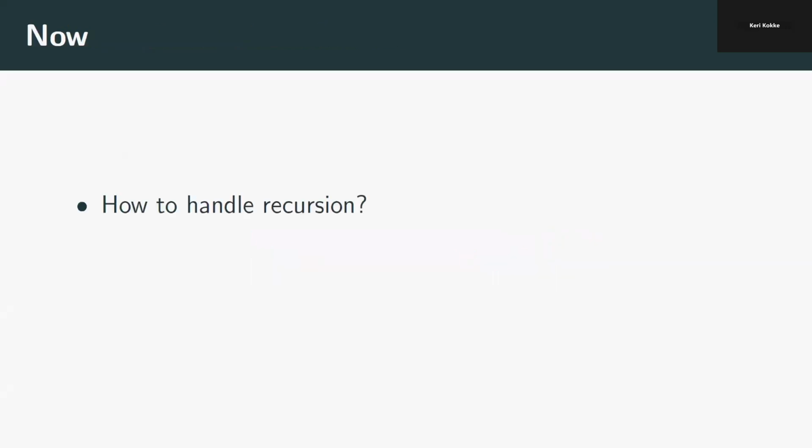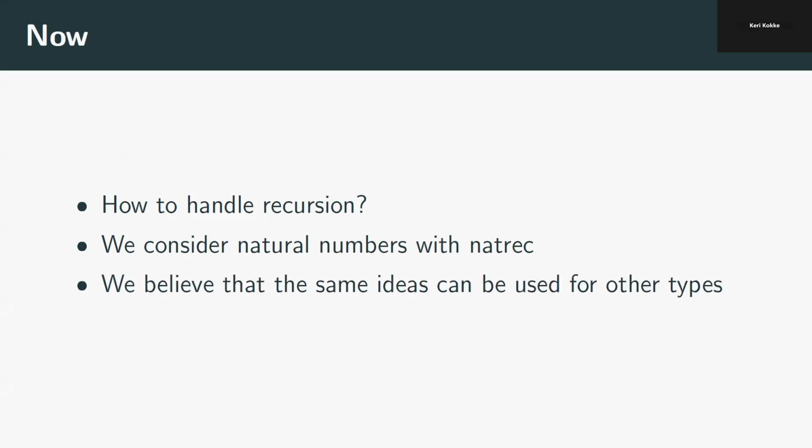But what we're doing now is thinking of how to extend this to handle recursion. More specifically, we're thinking about just natural numbers for now, with natrec, the eliminator for natural numbers. But we think, at least I think, that the same ideas should be applicable for other recursive types as well. But that's for future work.